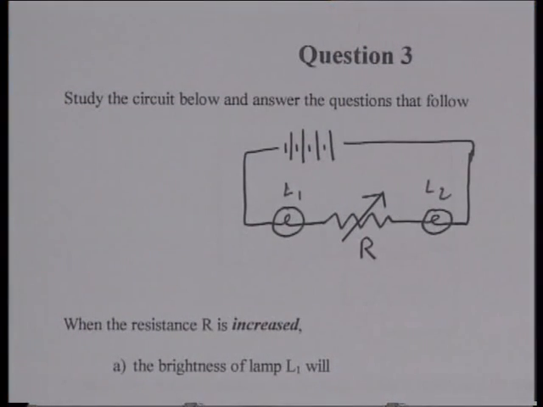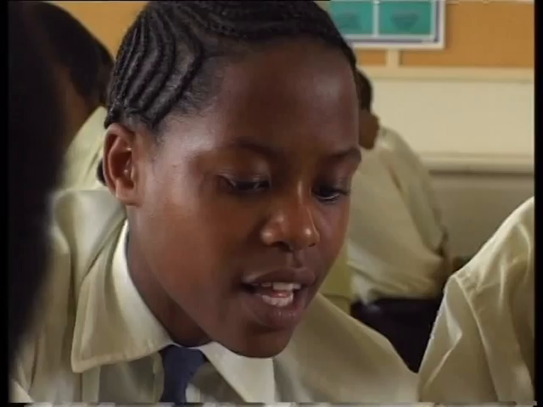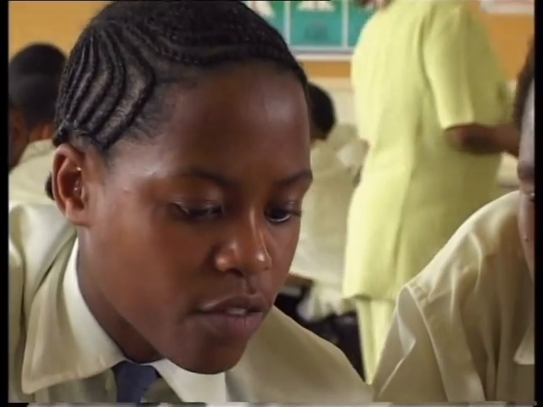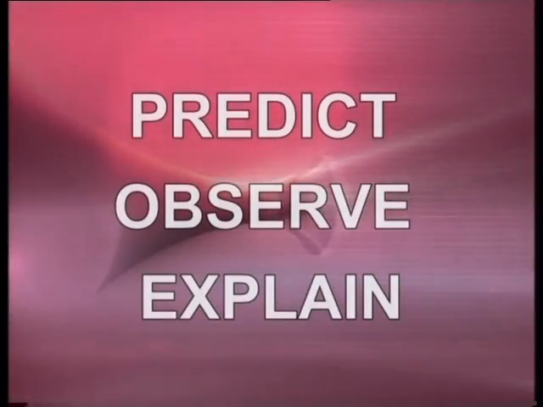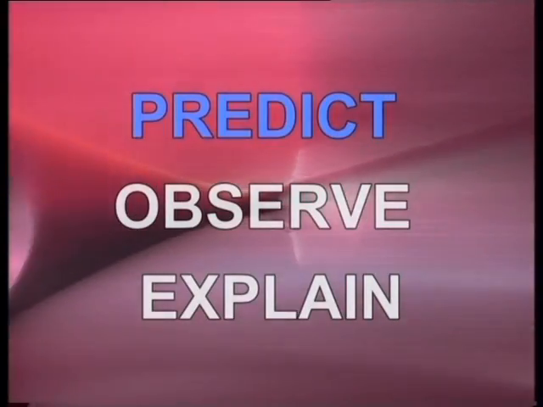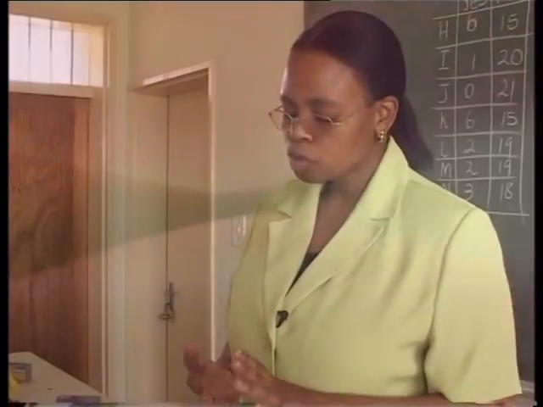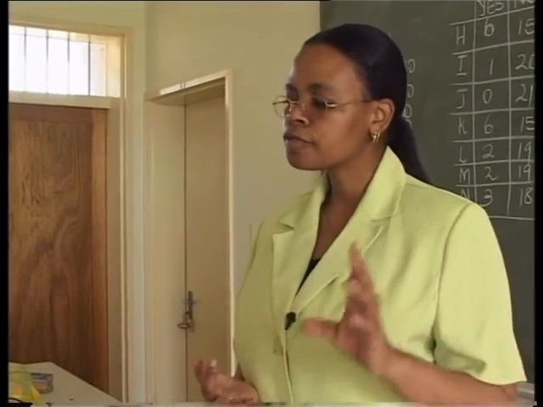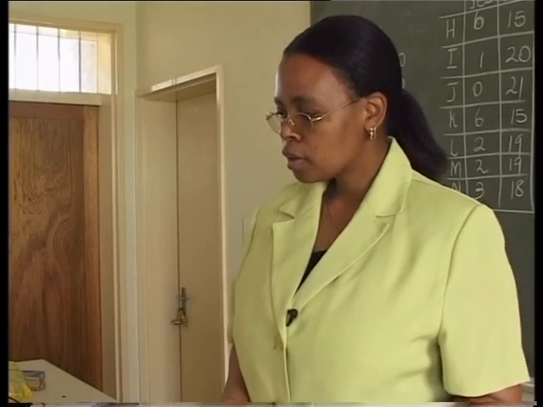In this activity, the learners make up a circuit consisting of 2 light bulbs and a variable resistor. What they are looking at is how varying the resistor's strength affects the brightness of the bulbs. Again, the learners will go through the process of predicting, observing, and explaining. We are first going to predict what will happen if the resistance of the variable resistor is increased or decreased.